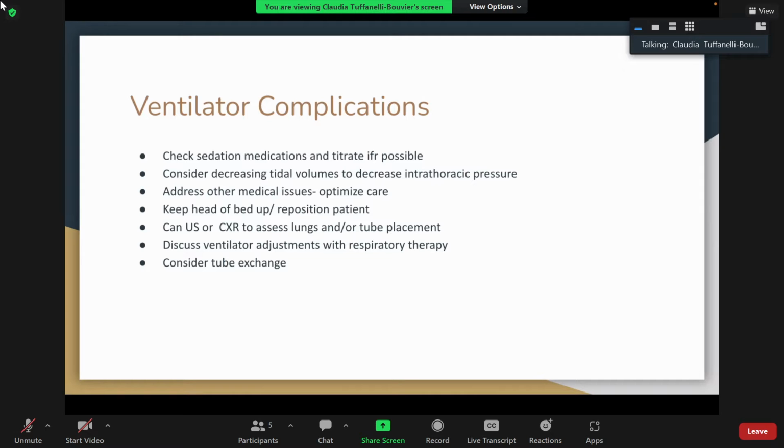Are you developing ARDS, or is the tube in the proper position? So that chest x-ray can be multifactorial. Even if you've had a chest x-ray that showed everything looked okay immediately after, if things are changing, your patient is deteriorating, it's okay to get a second x-ray. Talk to your respiratory therapist, see if they have suggestions, and you can probably talk to a pulmonologist or an ICU doctor as well.